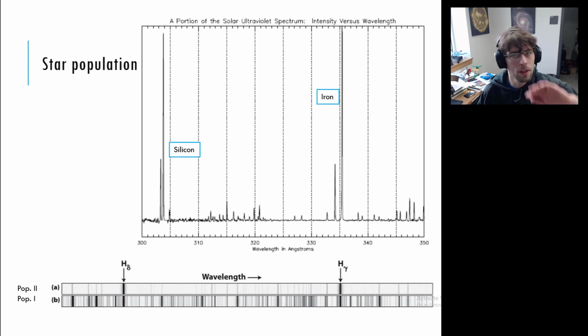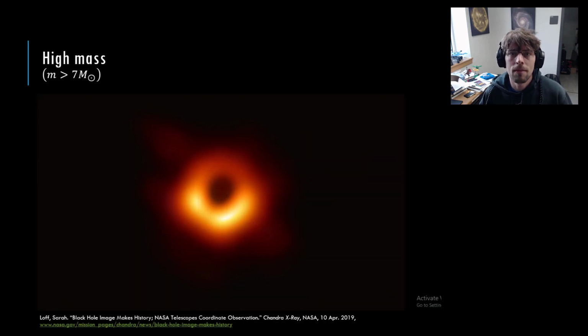Last bit that I have to show you, and then we'll call it quits for the day. What happens if you're above 7 solar masses? And this ties us back to the video or the picture at the beginning. What you are looking at is the first ever image taken of a black hole. This is the black hole at the center of M87. The reason that we chose it is because it is a supermassive black hole.